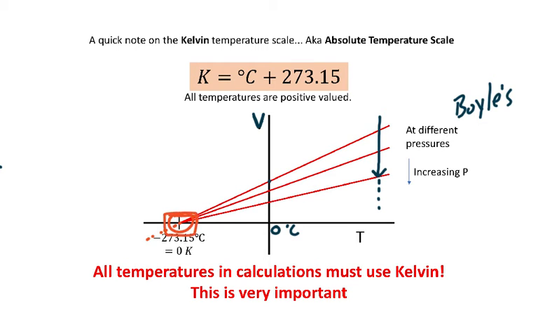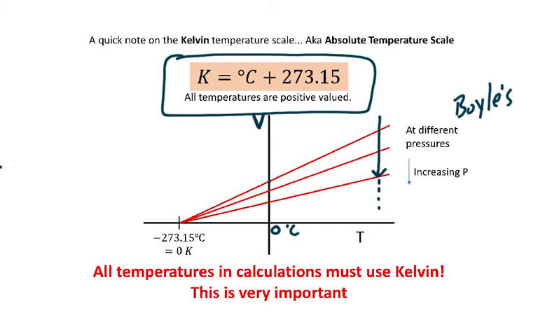And they all converge at negative 273.15 degrees Celsius. And that is 0 Kelvin. It's absolute zero. So that's the temperature scale. It's a very simple conversion. It's just a shift from 0, but it does show up here using Boyle's law and Charles' law, which is quite cool. Okay, here's an example.